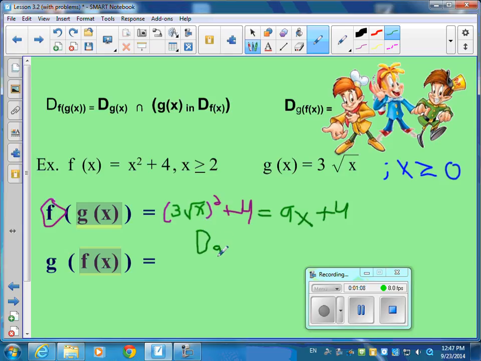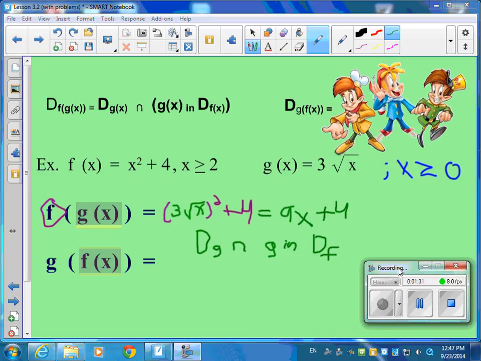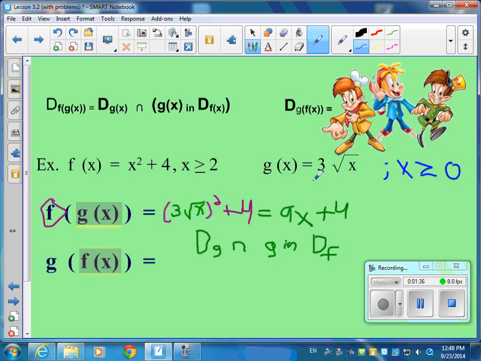Intersect it with g stuck into what? What do we put this g of x function into? Domain of f. So all you have to do then, we're going to do this next, is the domain of g is x greater than or equal to 0.